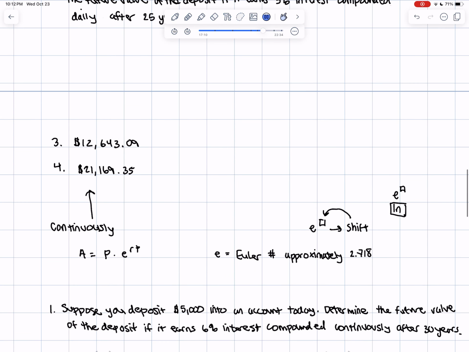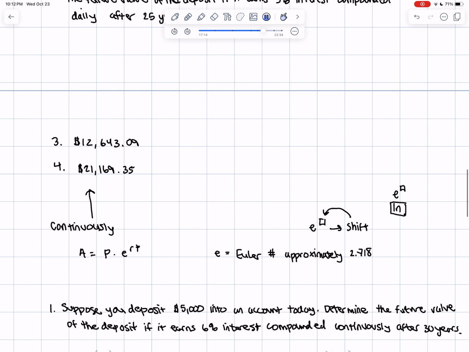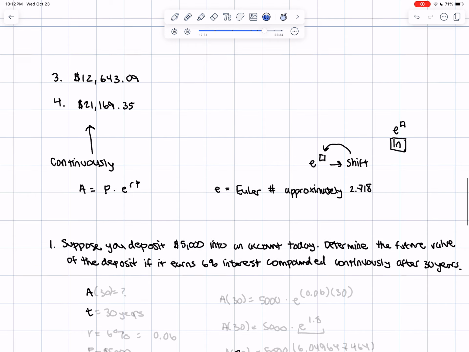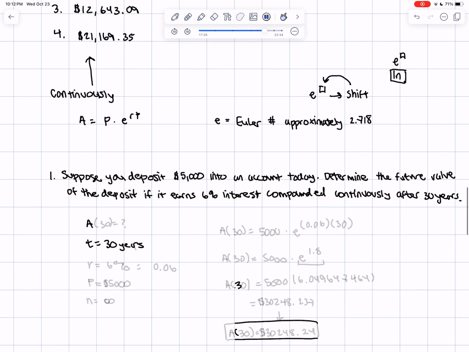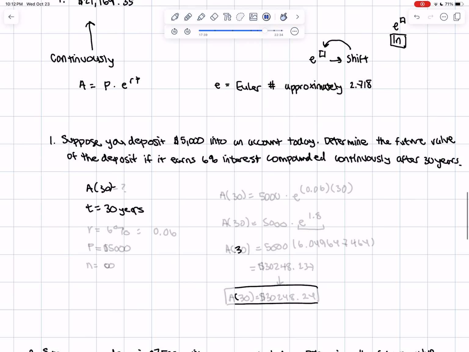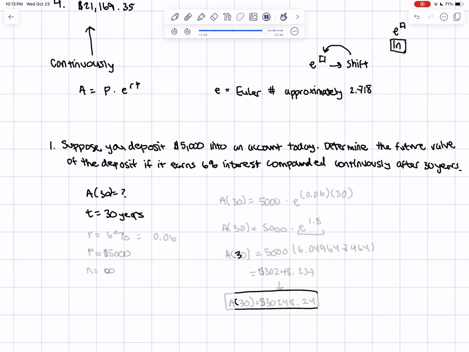Okay, so we'll go ahead and solve this. Suppose you deposit $5,000 into your account today. Determine the future value of the deposit if it earns 6% interest compounded continuously after 30 years. If you notice, we have a different word, continuously, here. So we have A, we have our T, which was 30 years, so we're looking for A of 30. And then we have our R, so R is 6%. You divide by 100, and you get 0.06. Make sure you convert that 6% into a decimal, because if you put just 6, it will throw off your solution completely.